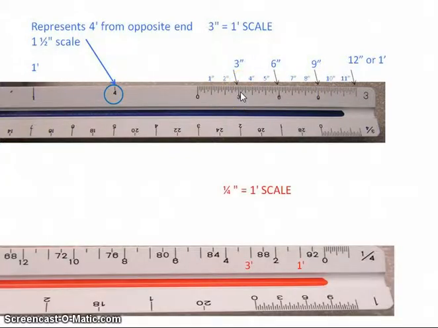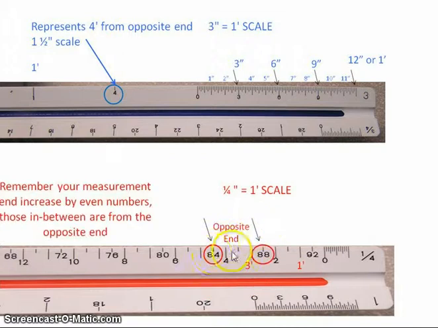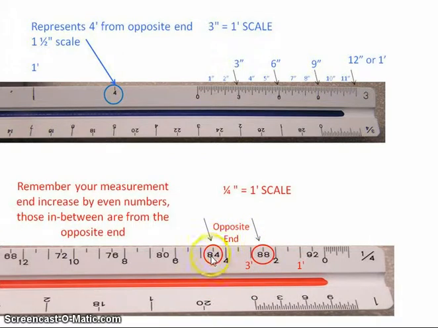Here's another example on the 1/4 scale. If we look, starting at 0, here's our 1 foot, 2 foot, 3 foot. These larger numbers, such as 84 and 88, represent the increasing numbers from the opposite end of our scale, which is our 1/8 inch. Now, we have to remember that once we find our feet, we want to find our inches. Like I was talking about earlier, the 3 longer dash lines on the scale represent those larger increments of inches: 3, 6, and 9. Beginning with 0 inches, and at the end is 12 inches or a foot.